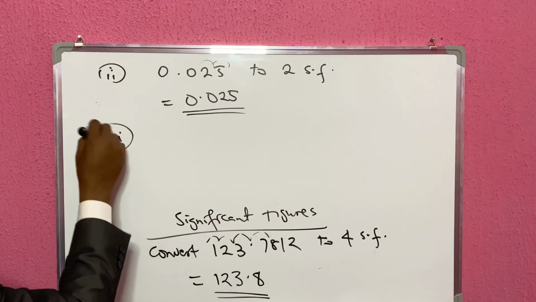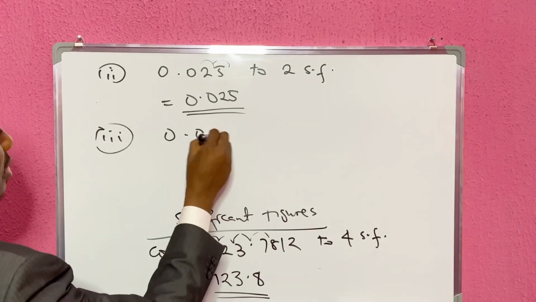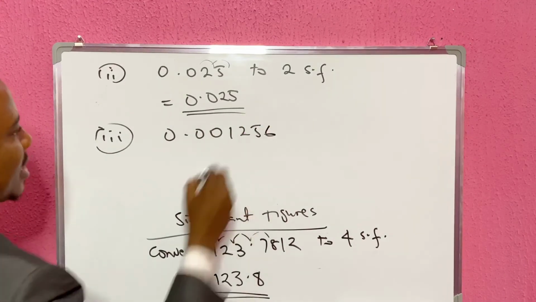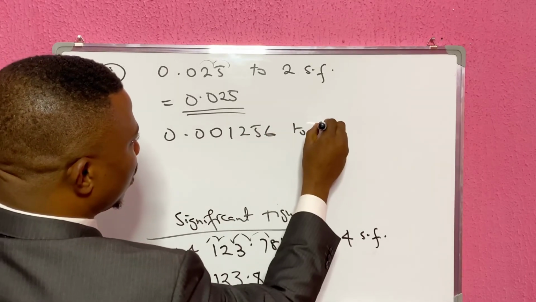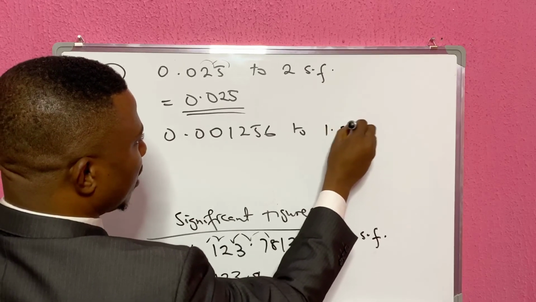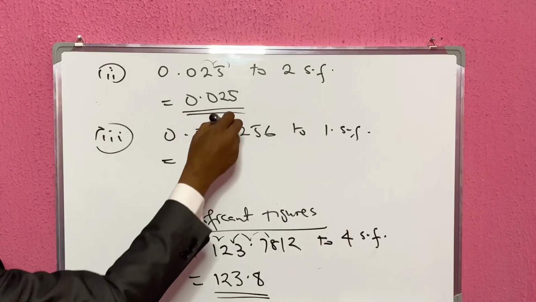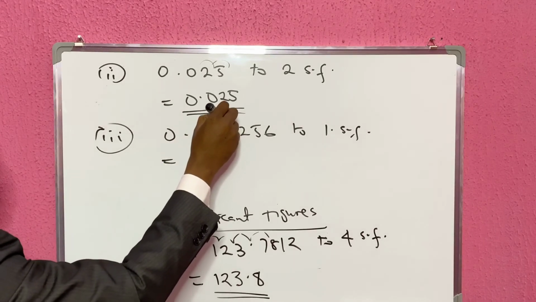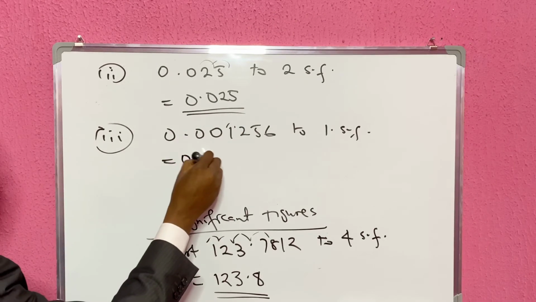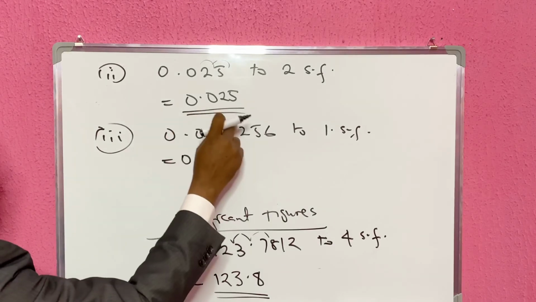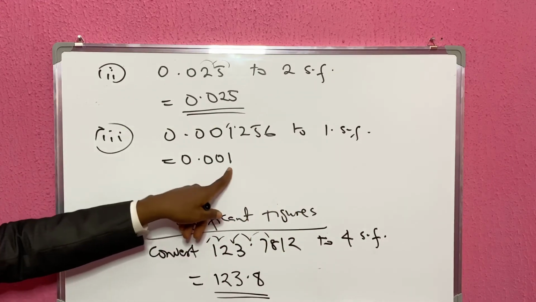So as well, if you have 0.1256 to 1 significant figure, you will not start from here because it's 0, 0, 0. So you start from the first digit, from 1. So you move 1. So the answer becomes 0.1. 1 is the first movement. So 0.1 is your answer to 1 significant figure.